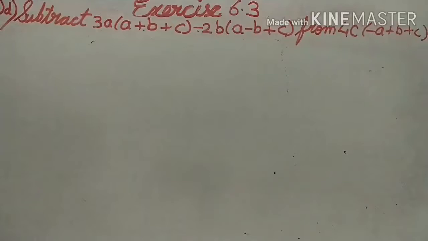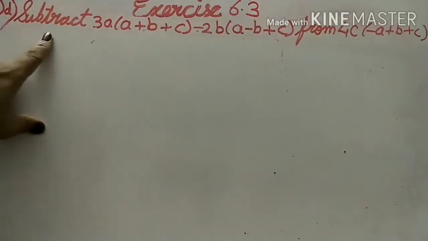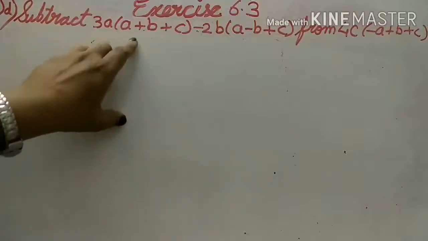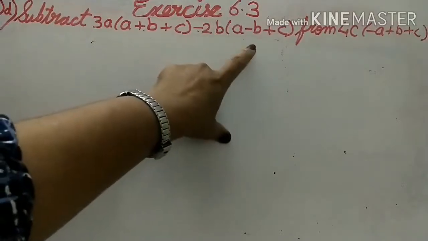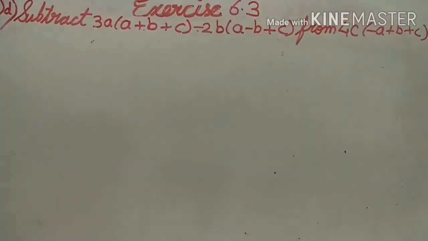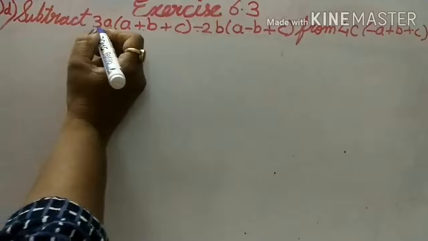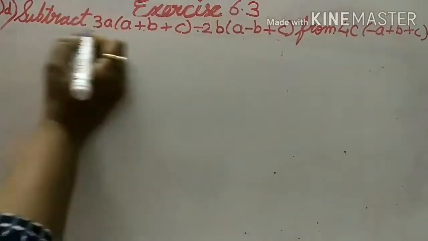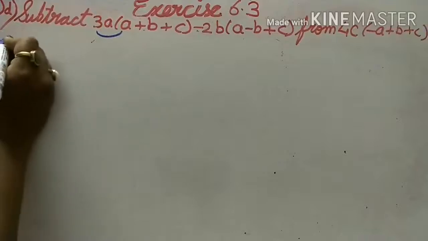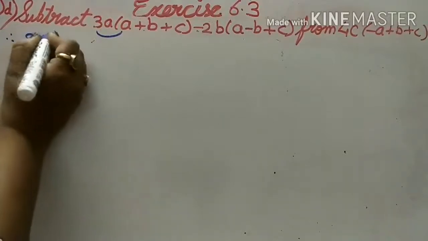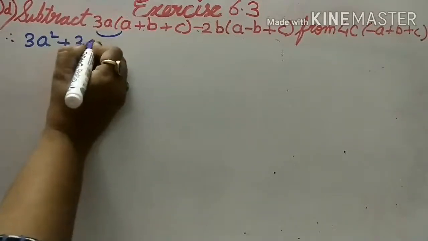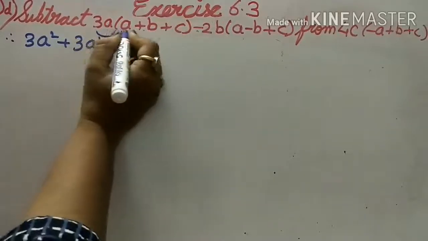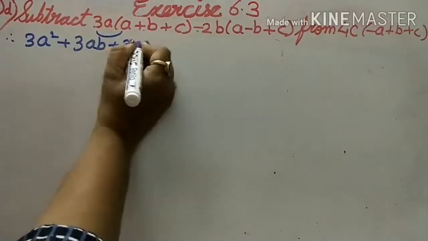Exercise 6.3, fifth one, D. Subtract 3a into bracket a plus b plus c, bracket completed, minus 2b into bracket a minus b plus c from 4c minus a plus b plus c. Before that, first what we'll do, we'll simplify this expression. Means 3a into a, it is 3a square, plus sign. Now 3a into b, it is 3ab, this plus sign. 3a into c means 3ac.